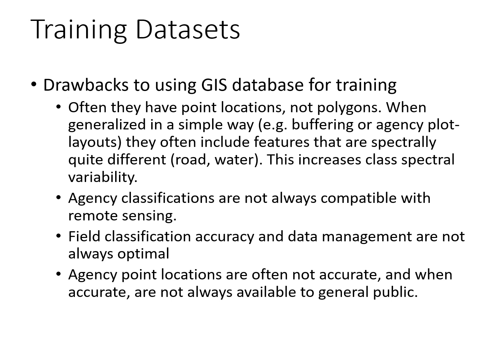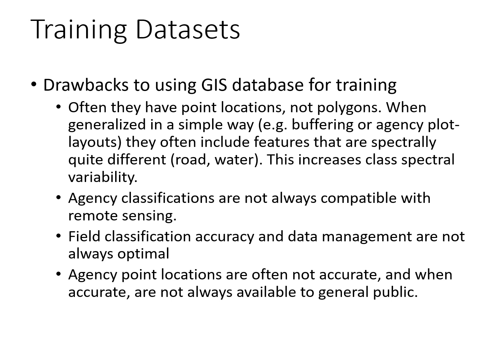Agency classifications are not always compatible with remote sensing. Generally they're more complex than remotely sensed data can handle. So you might have a lot of different species classifications that you simply can't observe those differences with remote sensing.